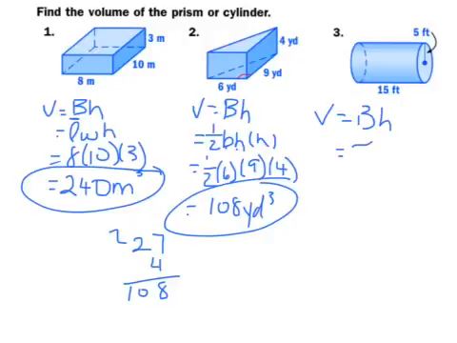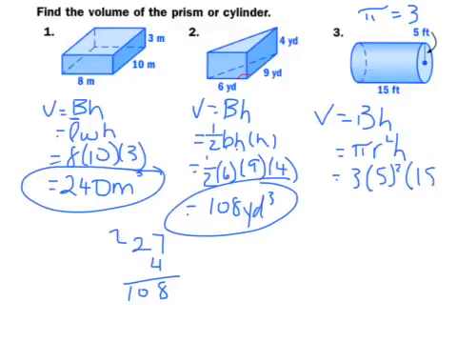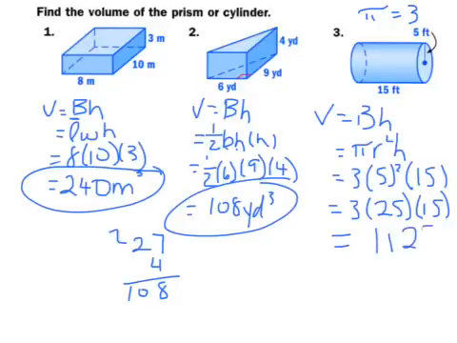And lastly, V equals BH. This time your base is pi r squared because it is a circle. Let's go ahead and just use pi equals 3 for this case. So I'm going to plug in 3. Your radius is 5 and your height is 15. So we've got 3 times 25 times 15. And I'm going to use my calculator and plug those in. And that would equal 1,125 feet cubed. Perfect.